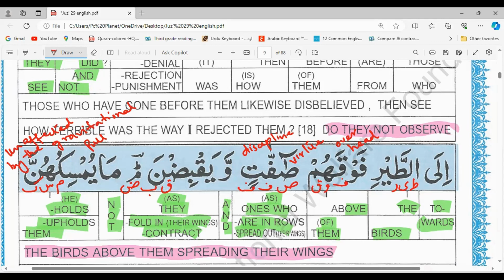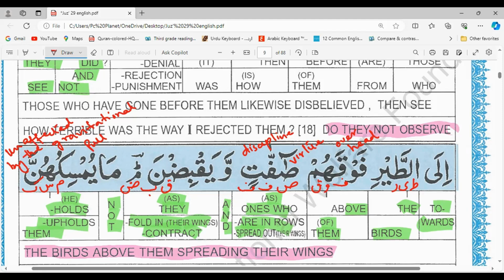Saffatin. Saffatin is from Sad, Fa and Fa. This letter is repeated in the root. It means ones who are in rows, spread out, meaning spreading out their wings. And you have noticed that birds sometimes fly in a straight line, and that straight line is called saf in Arabic. It is one of the keywords of this verse. And the concept of saf in namaz is also a similar thing, and we'll look into the meaning of this word later on. Wa yaqbiznna.